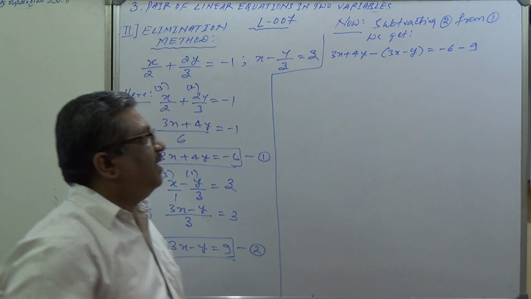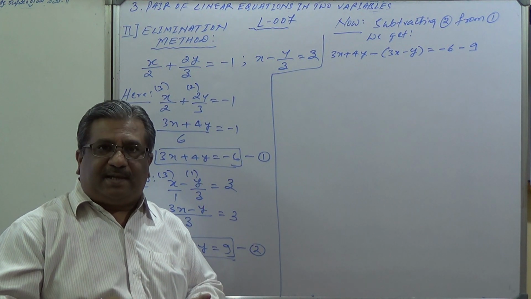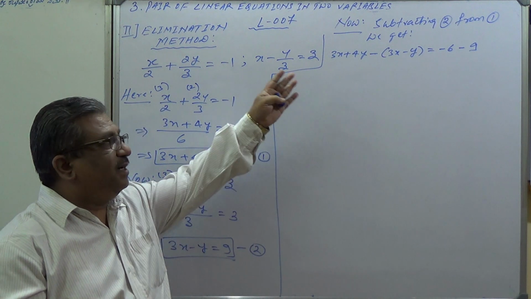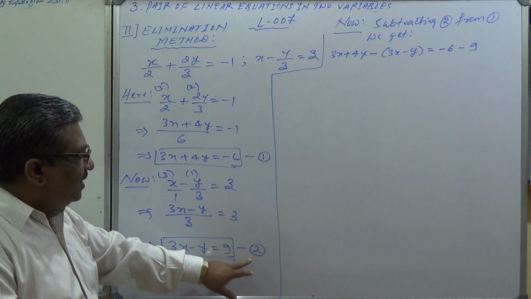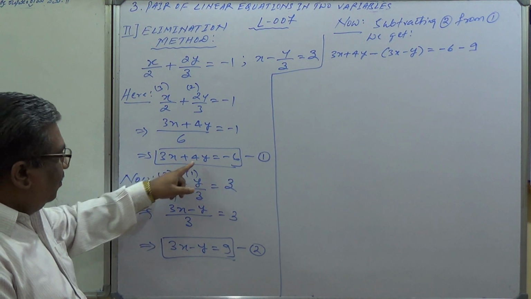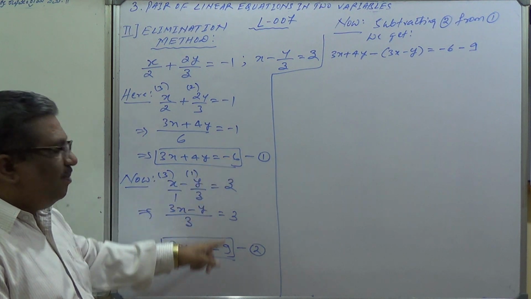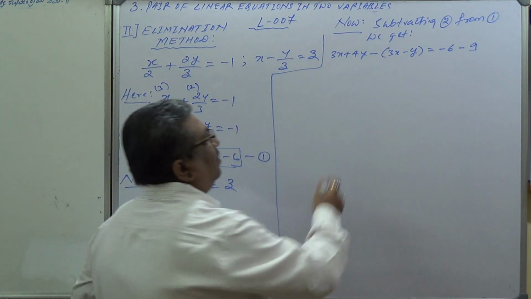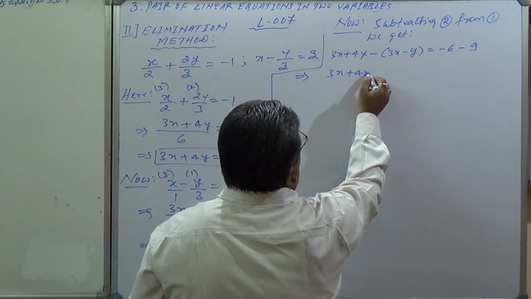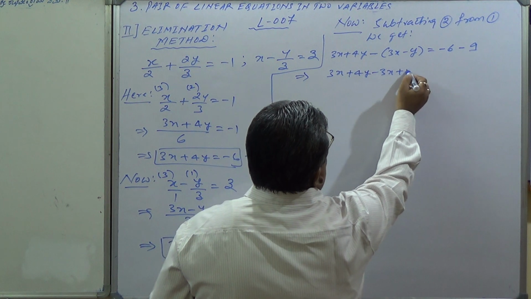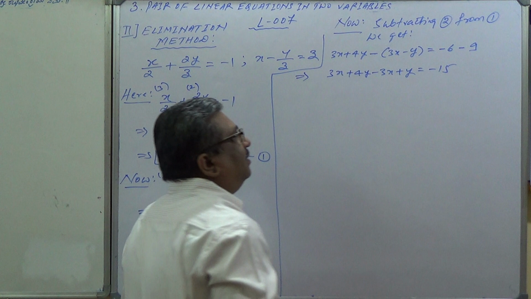I hope you are understanding this. Left hand side of the equations to be subtracted. Similarly, the right hand side of the equations need to be subtracted. So, equation number 1 minus equation number 2 is 3x plus 4y minus of 3x minus y should be equal to minus 6 minus of 9. So, simplify this one. 3x plus 4y minus 3x plus y equals minus 15.